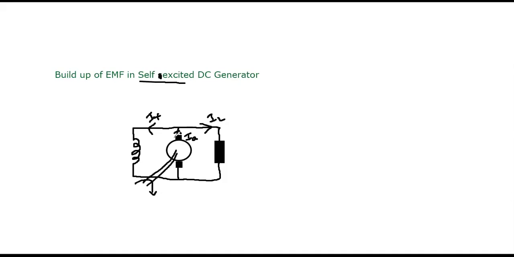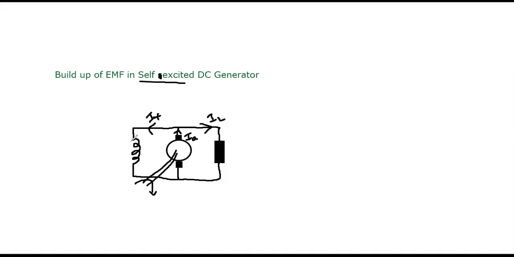But my question is, according to the self-excited DC generator, this winding is responsible for creating the magnetic field, right? This winding supply is fed by the armature. So only after that can we produce the field here, right?